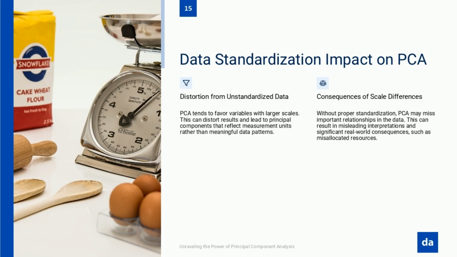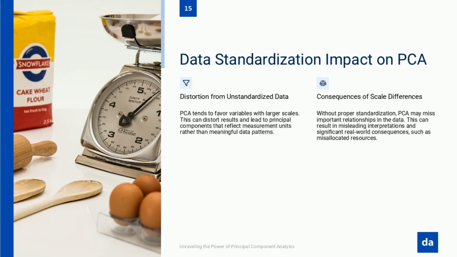This distinction becomes critical in fields like genomics, where expression levels of different genes might naturally vary by orders of magnitude. Without standardization, PCA would primarily capture the behavior of the most highly expressed genes while missing crucial patterns in genes with lower expression levels that might actually be more biologically significant.